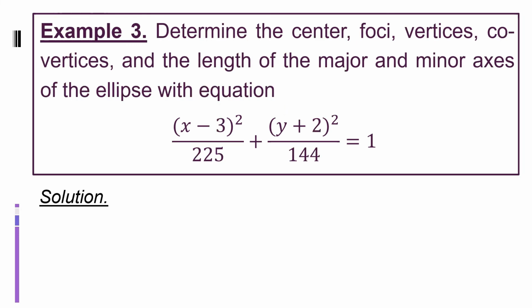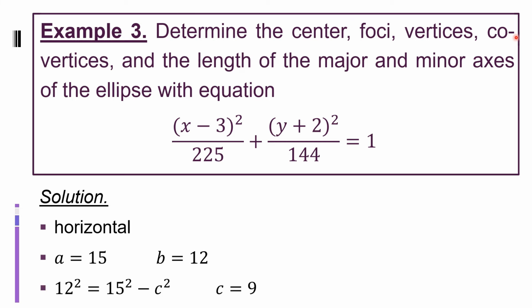Now, let's determine the center, the foci, the vertices, the co-vertices, and the lengths of the major and minor axes of the ellipse with equation x minus 3 squared over 225 plus y plus 2 squared over 144 equals 1. So we can see that this is a horizontal ellipse kasi nga mas malaki yung nasa x natin. So A is 15 and B is 12. By our relationship, we can see that C is actually equal to 9. Our center is at 3, negative 2.